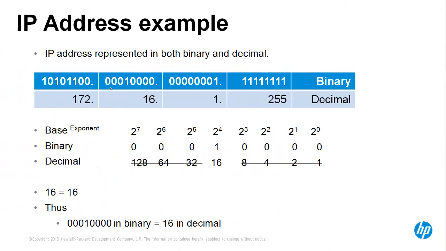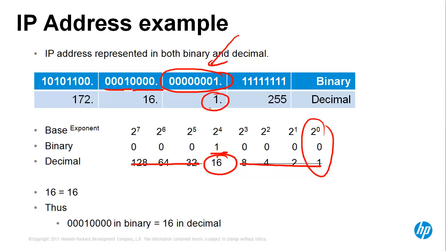Looking at the second octet, we have 3 zeros followed by 1, followed by 4 binary zeros. So in our table, the fourth bit is set on, the other bits are set off, so this is the equivalent of 16. So 0001 followed by 4 binary zeros is equivalent to 16 in decimal. By the same token, the third octet, filled with zeros except for the last bit, is equivalent to 1 in decimal. Or if we populate the octet with ones, that is the equivalent of 255. So that's an example of doing binary to decimal conversion.